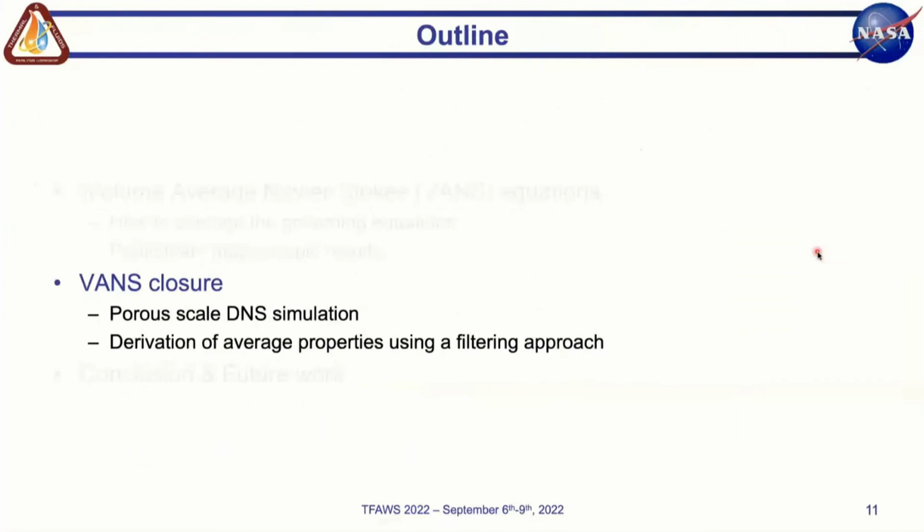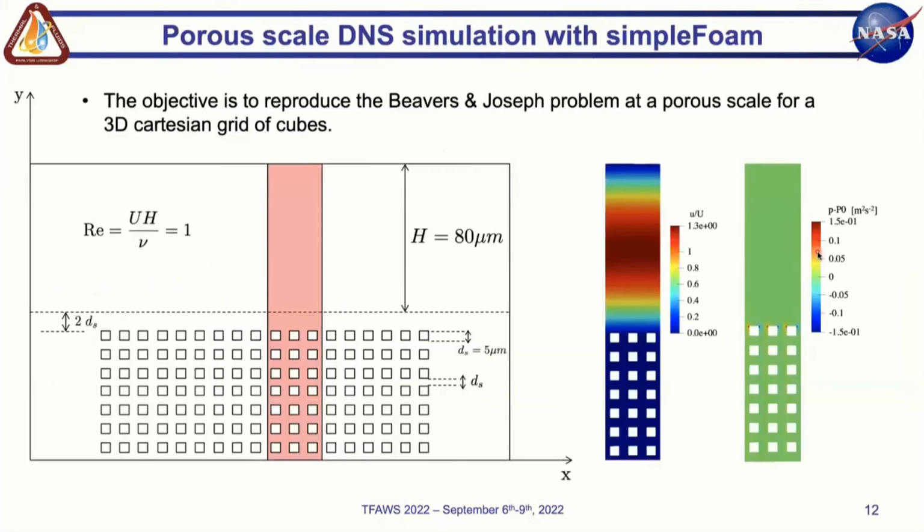Okay, so the next topic I'll be talking about is the closure. So how can we derive these permeability terms? To derive this interaction between the flow and the material, we really need to look into the DNS scale. And that's what we did. We performed a simulation at the DNS scale. It's the same geometry as the Beavers-Joseph problem. So here I'm just simulating a Cartesian grid of cubes, which represent your porous domain. And I'm imposing a certain mass flux such that the Reynolds number is equal to one. And this problem is periodic, so we can focus on a reduced domain, which I'm showing here.